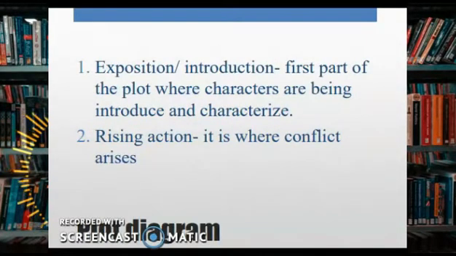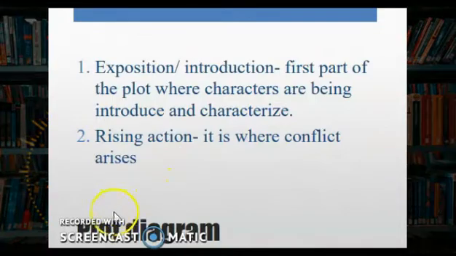Now, for you to clearly understand what we mean by plot, here are the parts of the plot diagram. The first one is the exposition or the introduction. So when we say introduction or exposition, that is the first part of your plot or of your story in which you are introducing the characters and you are trying to characterize them. What are their roles? Next to introduction or exposition is the rising action. When we say rising action, that is where conflict arises. That is when the protagonists discover the conflict that is about to rise.